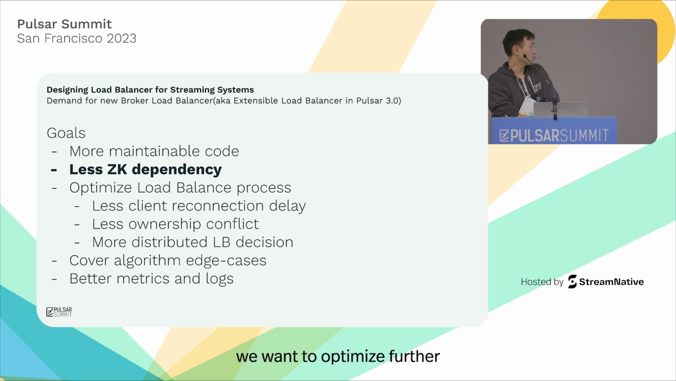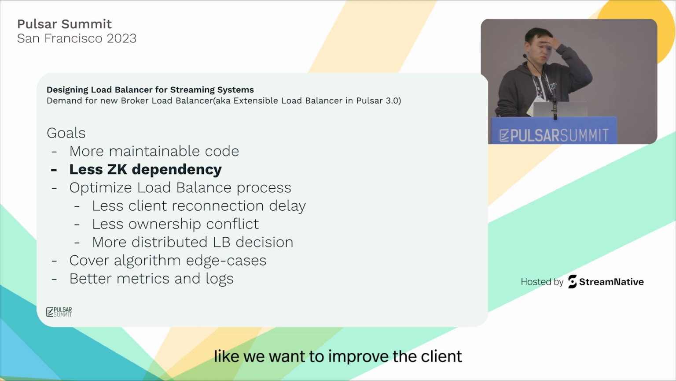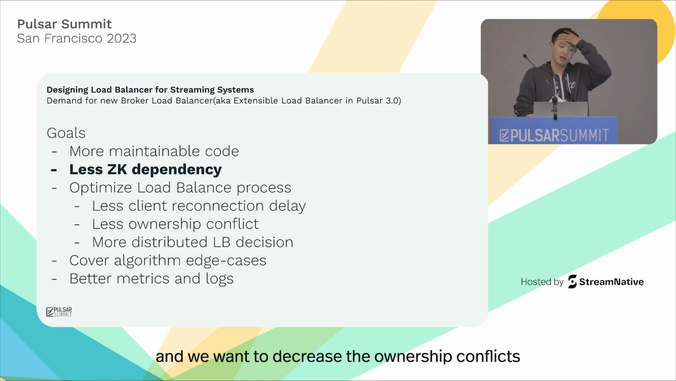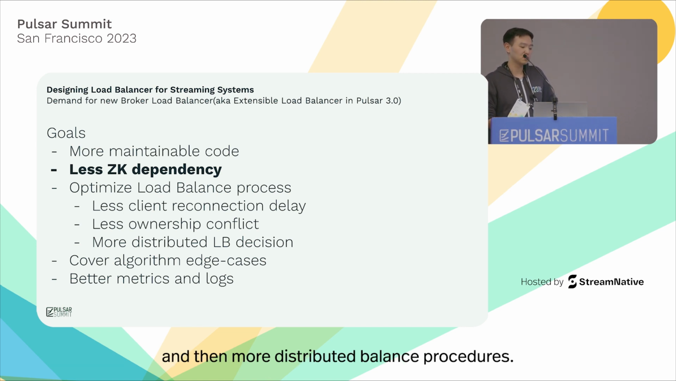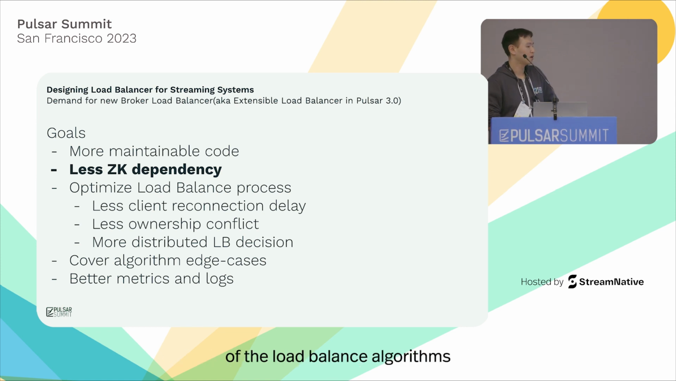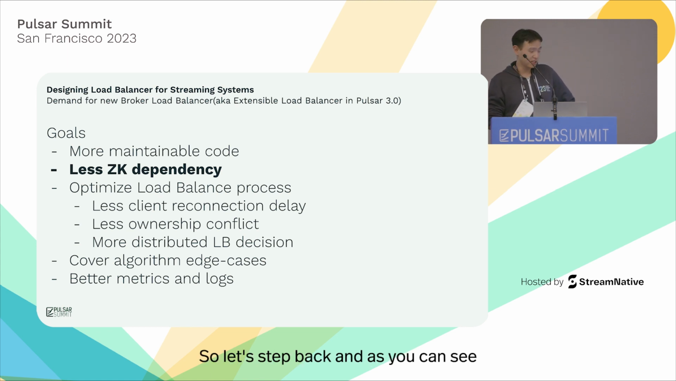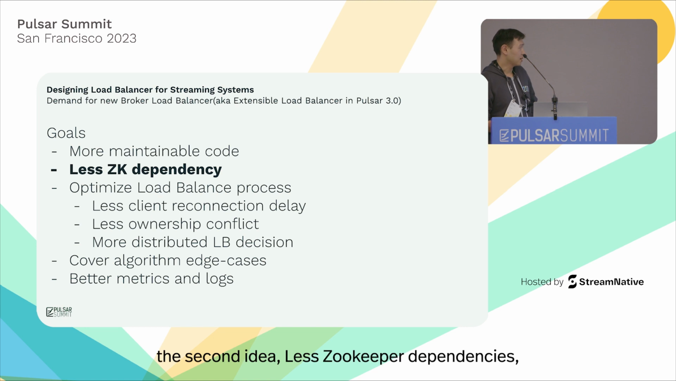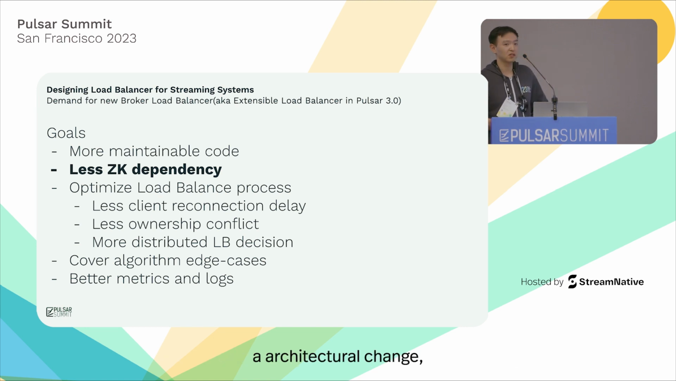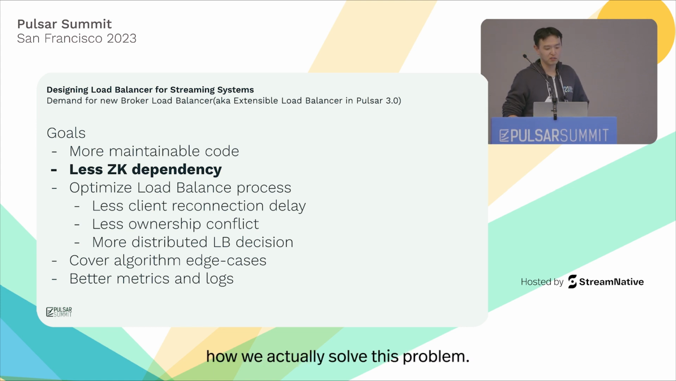The third thing is, we also want to further optimize the load balance processes. We want to improve the client reconnection delay, decrease the ownership conflicts, and have more distributed load balance decisions. We also want to improve the existing load balance algorithms and have better observability. So let's step back. As you can see, the second item, less ZooKeeper dependency, is the biggest architectural change, and let me talk about how we actually solve this problem.